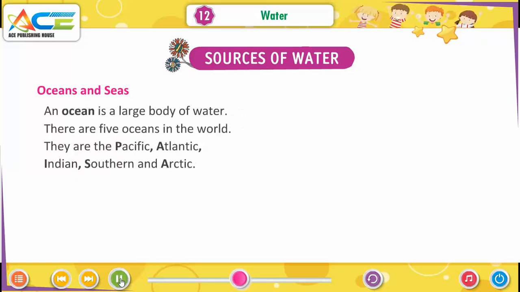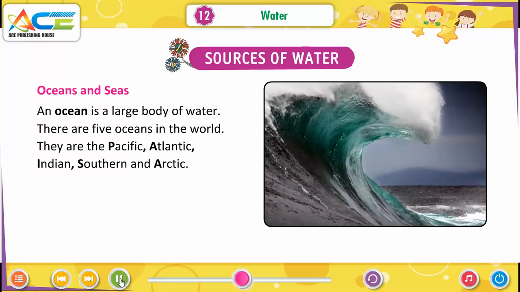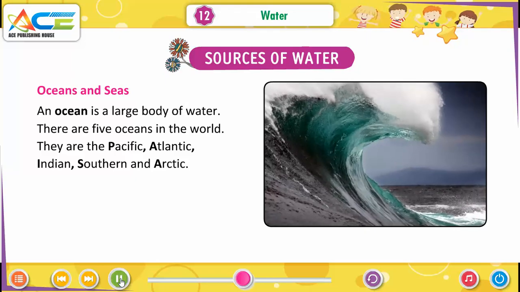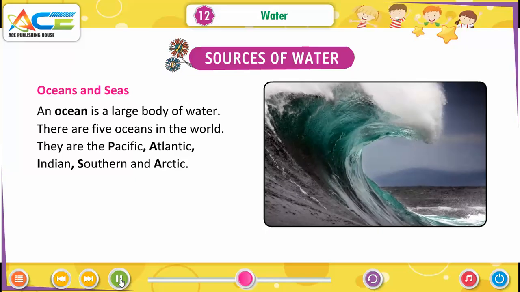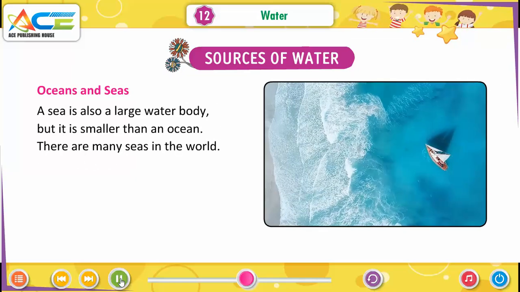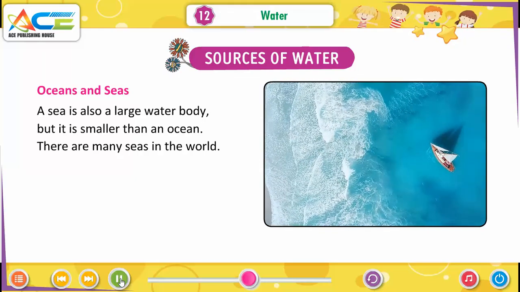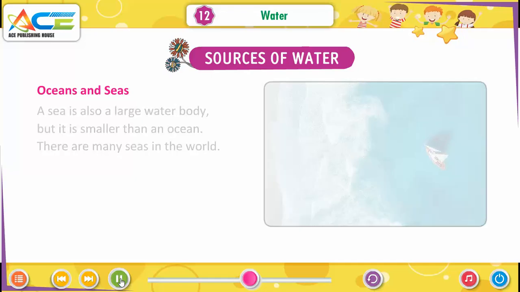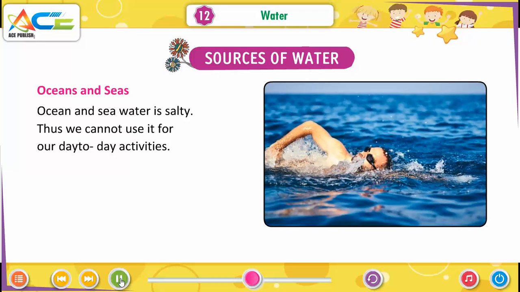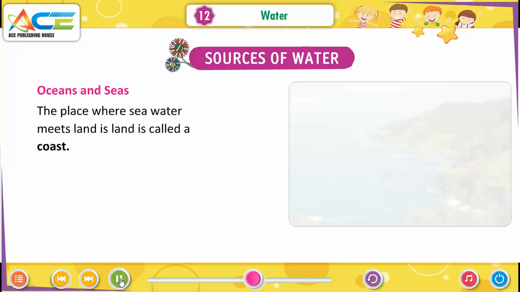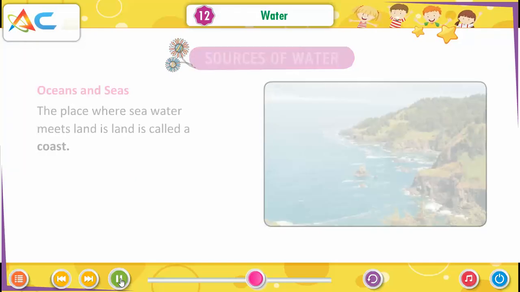Oceans and seas. An ocean is a large body of water. There are 5 oceans in the world. They are the Pacific, Atlantic, Indian, Southern, and Arctic. A sea is also a large water body, but it is smaller than an ocean. There are many seas in the world. Ocean and sea water is salty. Thus we cannot use it for our day-to-day activities. The place where sea water meets land is called a coast.